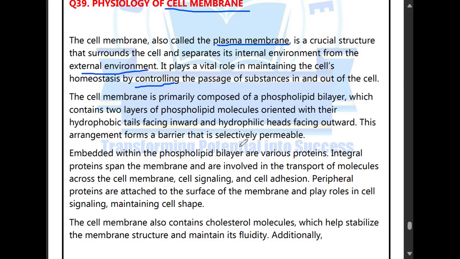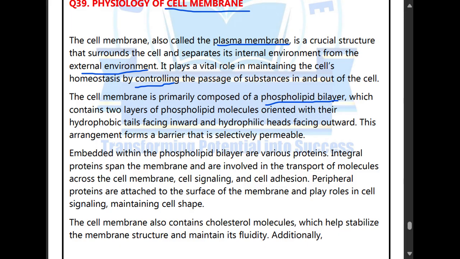The cell membrane is primarily composed of what we call a phospholipid bilayer. This phospholipid bilayer has two layers of phospholipid molecules, oriented with the hydrophobic tails facing inward and the hydrophilic heads facing outward. This was your biology in first year. It is that same arrangement which forms a barrier, and it is why we say the cell membrane is selectively permeable.